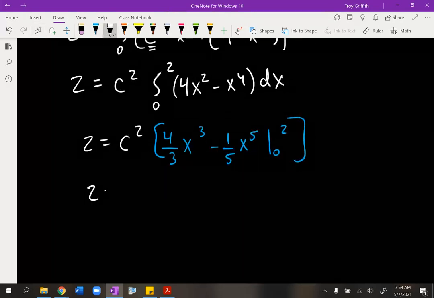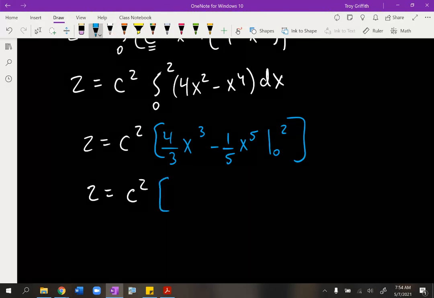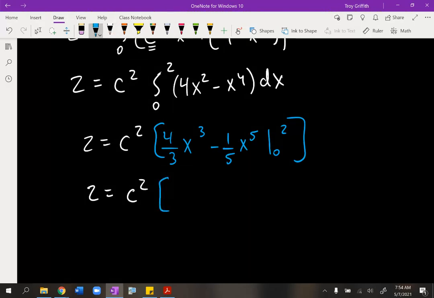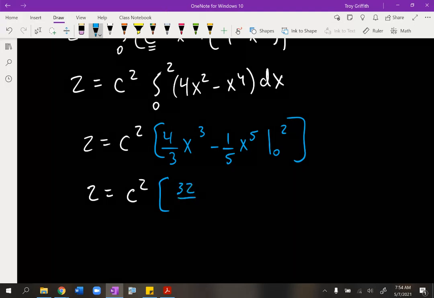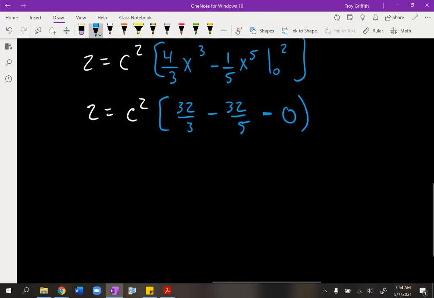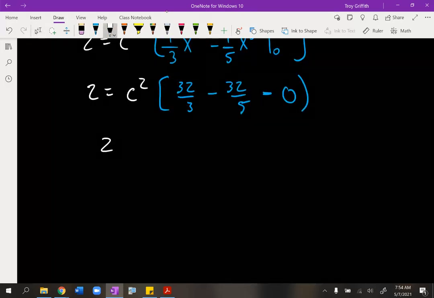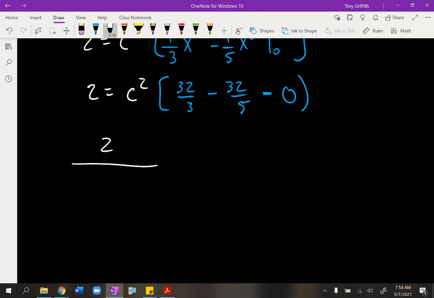Okay, so 2 equals c squared times. All right, let's see. If I plug in 2 right there, 2 cubed is 8 times 4 is 32, so this will be 32 thirds minus 2 to the 5th is 32, so minus 32 fifths. And I'm going to go ahead and write this, but when I plug in 0 to both of those, I'll just get minus 0. Okay, and there's really no reason for us to evaluate this, especially on a non-calculator problem. So when we're done here, I'm going to write this as 2 divided by 32 thirds minus 32 fifths.